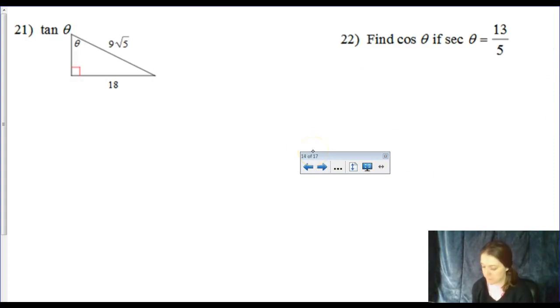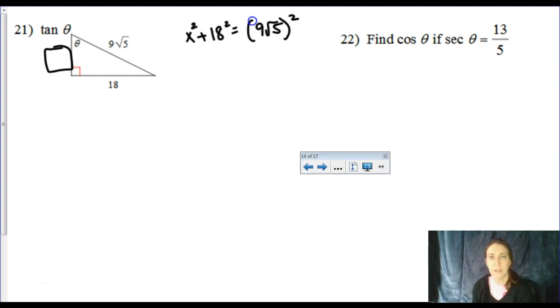Alright, tangent. Okay, this is not a pretty Pythagorean triple, but it is definitely going to involve the Pythagorean theorem because I'm going to need to figure out this side before I can set up any tangent. So setting up Pythagorean theorem, x squared plus 18 squared equals, now this is where it gets kind of funky. If you're squaring this mixed radical here, you're going to square the 9 and you're going to square the square root and multiply those answers together.